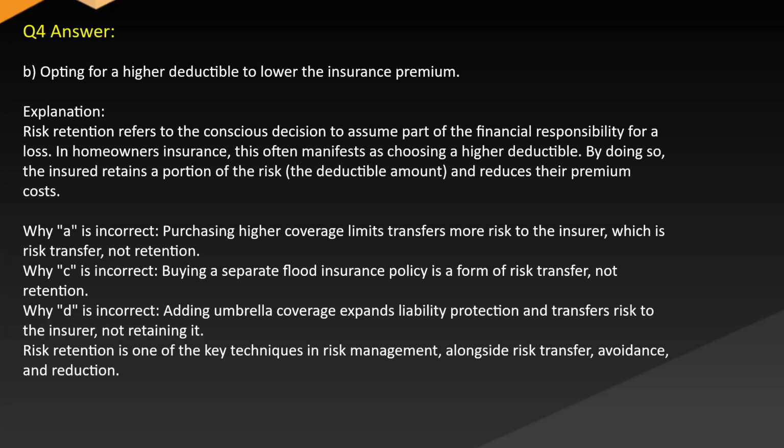Why A is incorrect: purchasing higher coverage limits transfers more risk to the insurer, which is risk transfer, not retention. Why C is incorrect: buying a separate flood insurance policy is a form of risk transfer, not retention. Why D is incorrect: adding umbrella coverage expands liability protection and transfers risk to the insurer, not retaining it. Risk retention is one of the key techniques in risk management, alongside risk transfer, avoidance, and reduction.